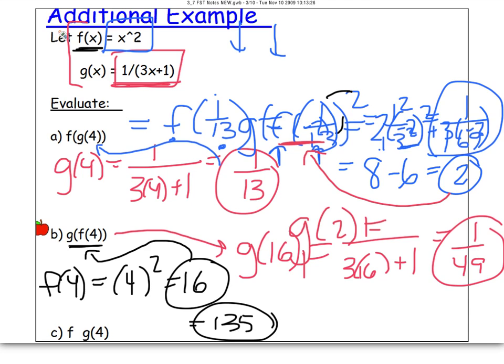Now letter C down here was meant to be f of g with the open circle. Just know that this just means f of g of 4, which is going to be the same answer we got above, 1 over 169.